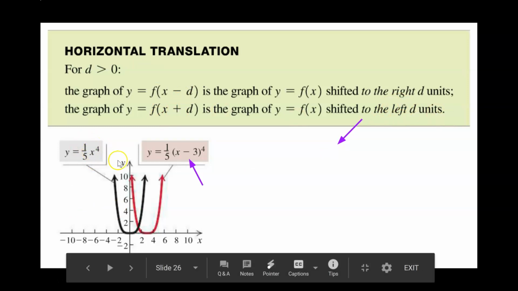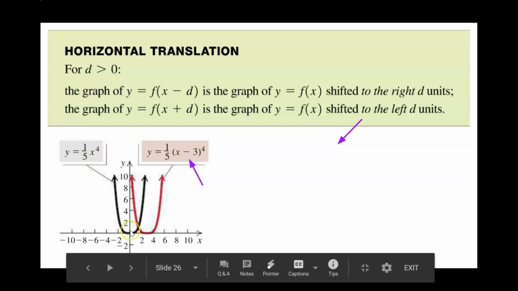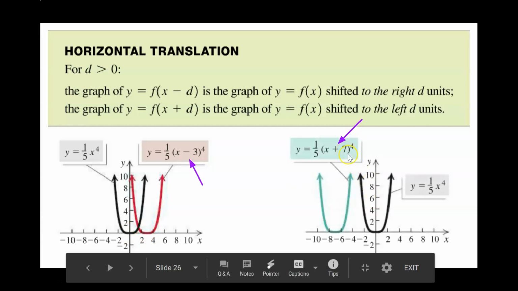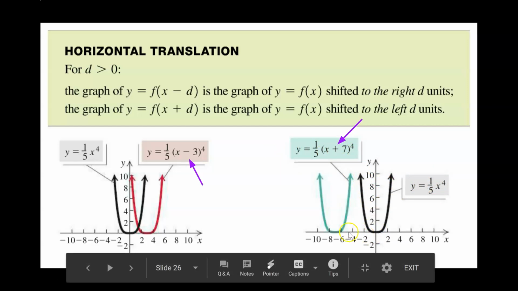Here's our function again. This time, we're going to put -3 inside where the fourth root is, or by the x. -3 means, again, we go to the right 3 times. So take it 1, 2, 3, and move it to the right. Here we have the same function. We have a +7. That means we go to the left 7 times. So 1, 2, 3, 4, 5, 6, and then 7. We shift to the left 7.